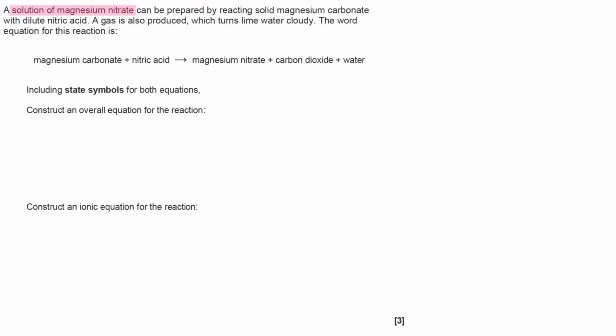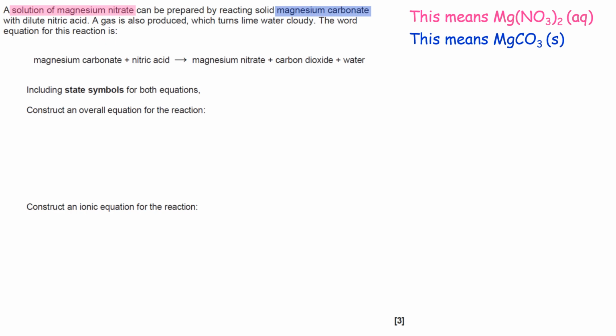So looking at the first paragraph, it gives you quite a lot of clues as to the state symbols you need. A solution of magnesium nitrate would be Mg(NO3)2 (aq). There are two nitrates because nitrate is a 1- ion and magnesium, being a group 2 metal, would be a 2+ ion. Then it says solid magnesium carbonate. This time carbonate is a 2- ion, magnesium is a 2+ ion, so you need one of each, and it's a solid, so you put (s) in brackets afterwards. Dilute nitric acid: the word dilute suggests it's in solution, so you use HNO3 (aq). That's how you work out the state symbols that are required.